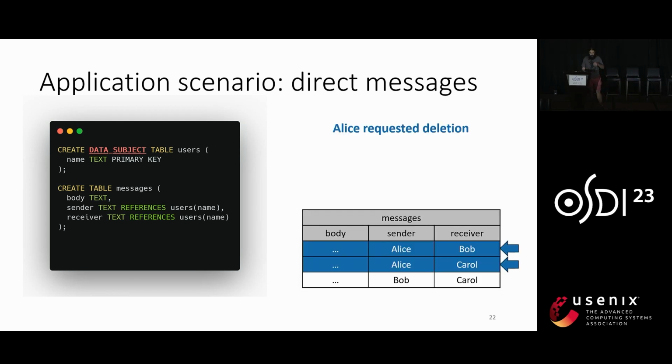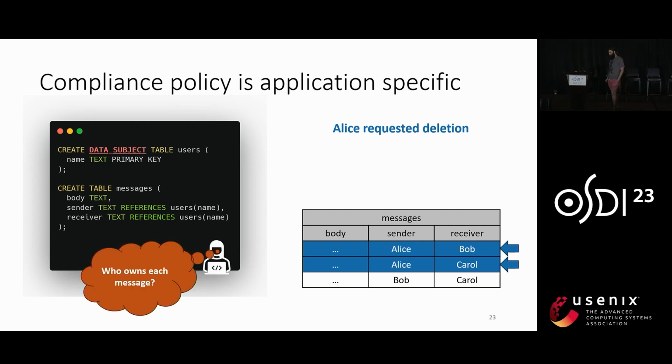Now let's look at what happens when Alice requests deletion. Let's say that we have two messages related to Alice in our database. One she sent to Bob, and the other she sent to Carol. And let's say there's a third message in there that is not related to Alice. The application developer is now faced with a policy decision. Specifically, what should happen to these messages that Alice exchanged with other users?